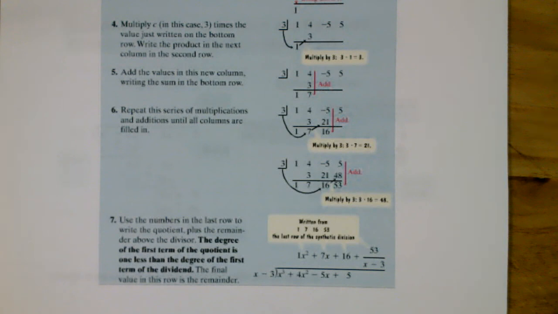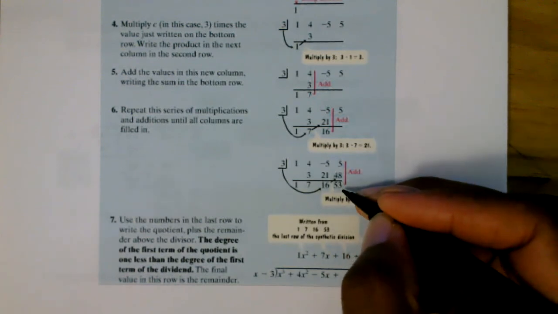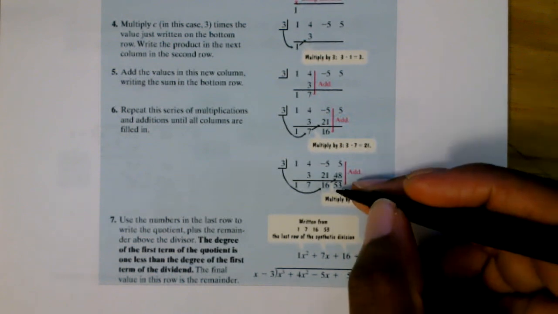Now, step number 7 is very important because you're going to use the numbers in the last row to write the quotient plus the remainder above the divisor. The degree of the first term of the quotient will always be one exponent less than the degree of the first term of your dividend. The final value in that row is the remainder. So in other words, that 53, that last number in the last row, is your remainder.